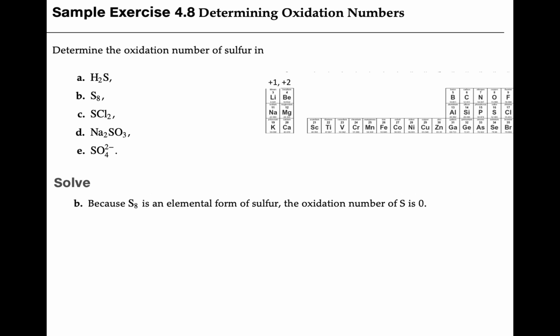S8, that's the elemental form of sulfur. It's a cool thing if you want to memorize it, or you could recognize that it's the only element there. It's only sulfur being found in the substance. It's only sulfur 8 molecules, so it's going to have an oxidation number of 0.